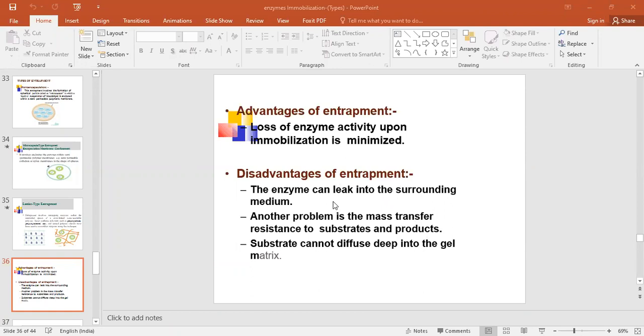Now, the disadvantage is that your enzymes can leak into the surrounding medium. Why? It is just entrapped. There is no physical bonding, so there is a chance that it will leak. Then another problem is the mass transfer resistance to the substrate and the product.